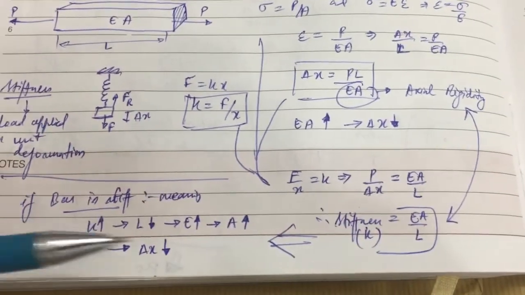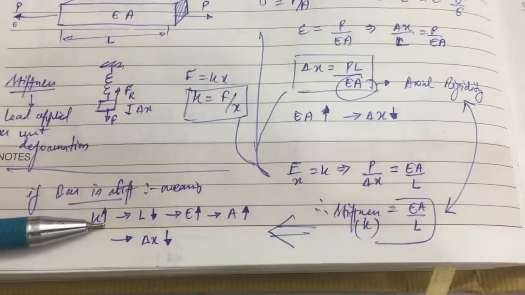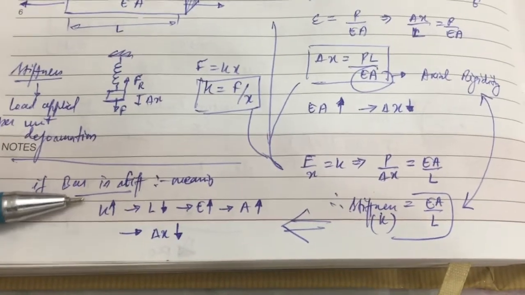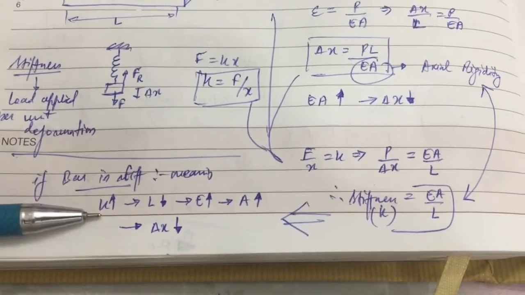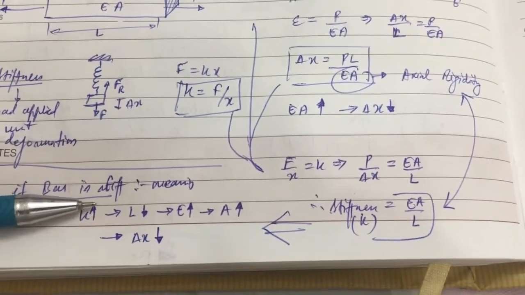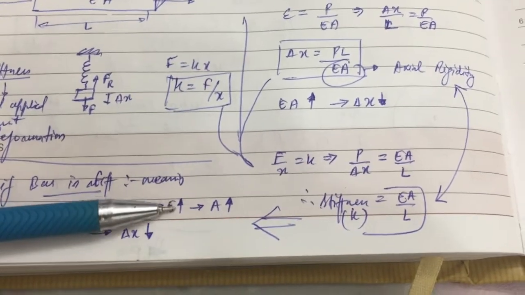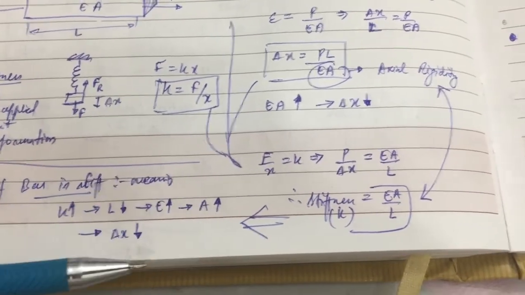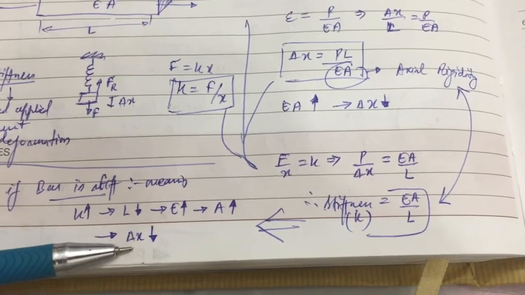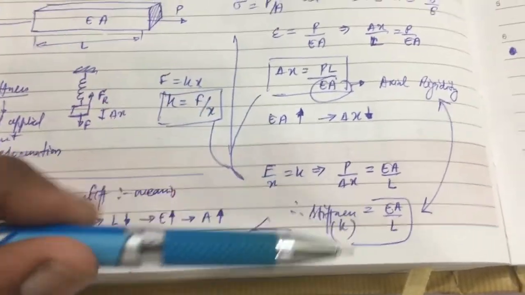From this expression we can come to a conclusion that if we say the bar is stiff, it means that the stiffness has increased, that means the length is less, the elasticity is more, the area is more, and in such case the deformation is less. So from this we can make the relations.